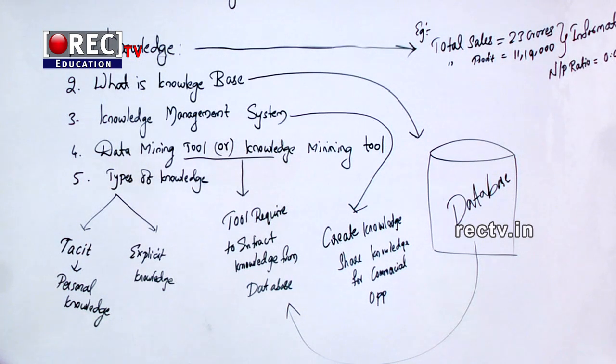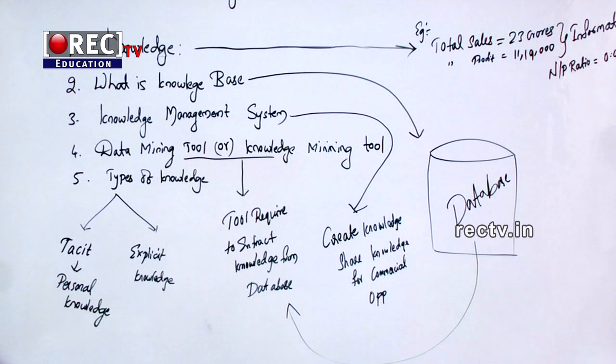Next concept is data mining tool or knowledge mining tool. Let's compare the database with a well. If we want to remove water from the well, we need some tool with which we can remove the water from the well. Here we can use a bucket as a tool. In the same way, if we want to remove knowledge from the database, we use some tool with which we can extract the knowledge from the knowledge database. That tool is nothing but data mining tool or knowledge mining tool.